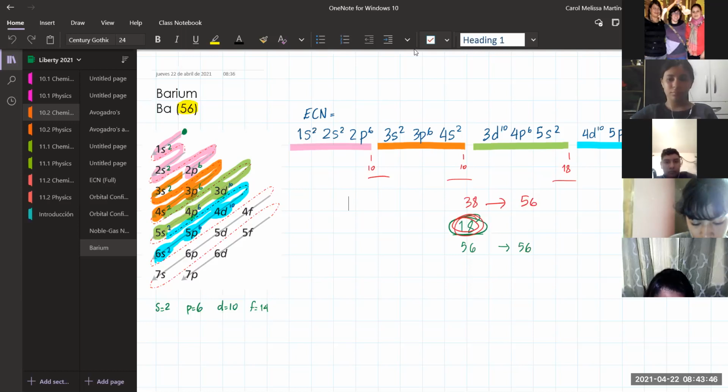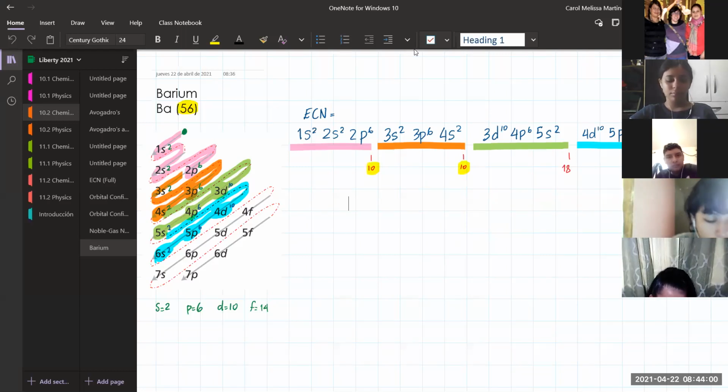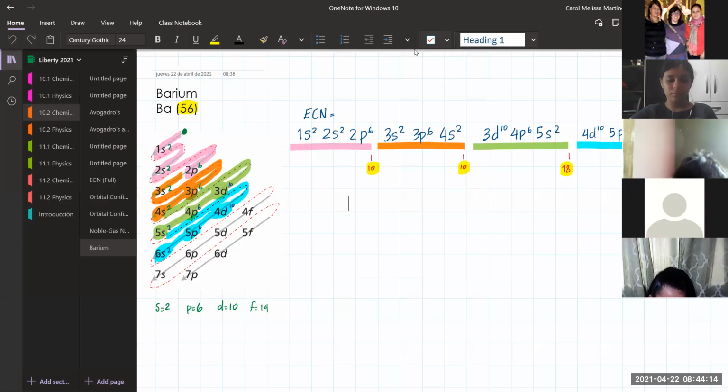So I can say that I already finished, but I also need to make sure that I did it correctly. So just to make sure I did it correctly, I will add just the electrons, 10 plus 10 plus 18 plus 18. This should give me 56. Okay, now that you have checked that you have the 56 electrons, I already checked, so I have 56.